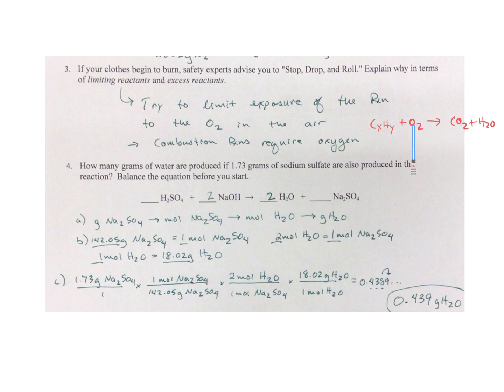If you can limit the oxygen, then you'll have a lot of cotton left over. So your cotton or your fabric would be the excess reactant. And we're trying to limit the amount of oxygen that is exposed to it by rolling or putting a blanket on it or something. So if you can find a way to limit the amount of oxygen that is reaching the cotton, then you'll be able to put the fire out.